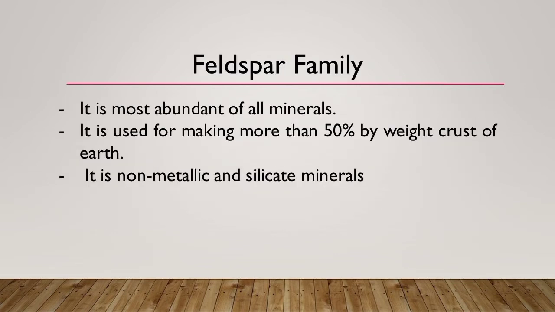Next is the feldspar family or group. It is the most abundant of all minerals. It makes up more than 50% by weight of the crust of the Earth. And it is a non-metallic silicate mineral.